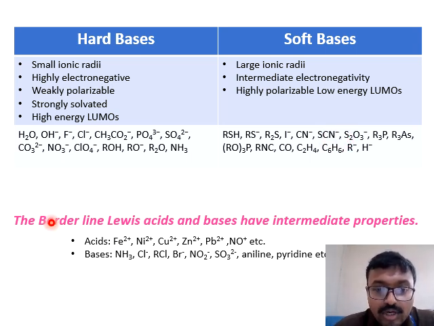There are also borderline Lewis acids and bases with intermediate properties. For example, among acids: iron 2 plus, nickel 2 plus, copper 2 plus, zinc 2 plus. Among bases: Cl minus, Br minus, NO2 minus, SO3 2 minus. They are borderline, neither hard nor soft.